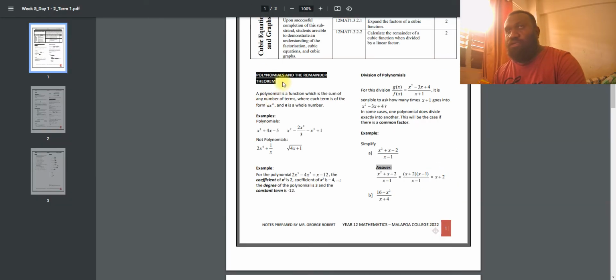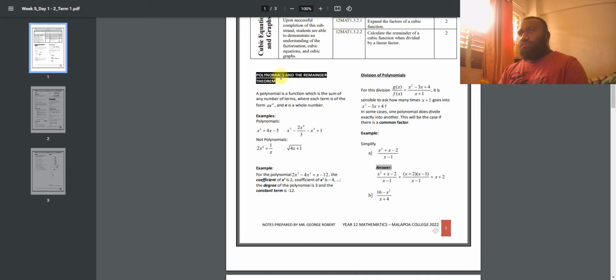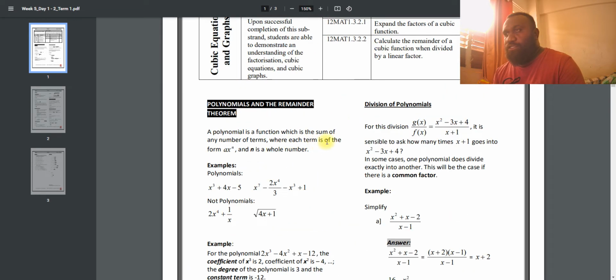So if we go to our notes, polynomials and remainder theorem. Now, simply, what is a polynomial? A polynomial is a function which is the sum of any number of terms where each term is of the form ax raised to the power of n. If you look closely here, n can be any whole number.